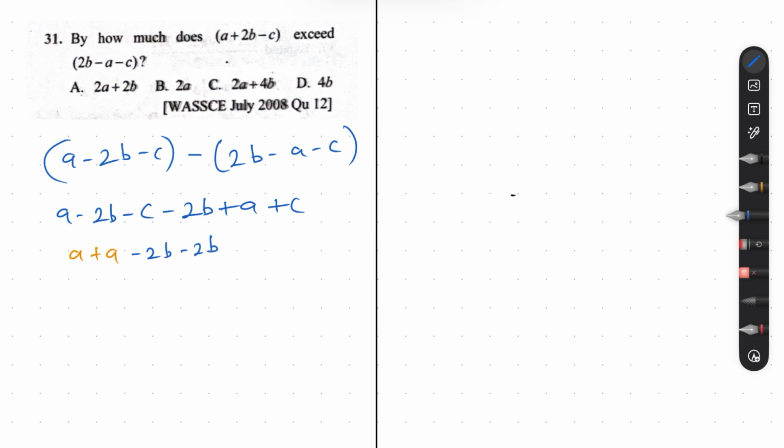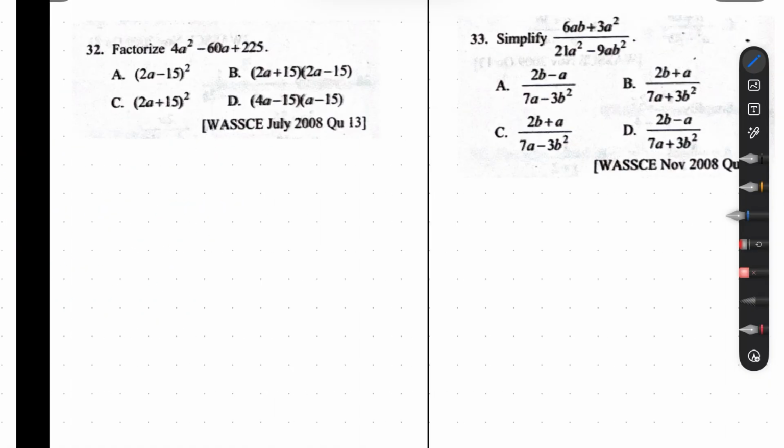Then we have minus c plus c. Now we can simplify. So we have 2a minus 4b. This is our answer, which is c. Okay, cool. Let's move on to the next set of questions.